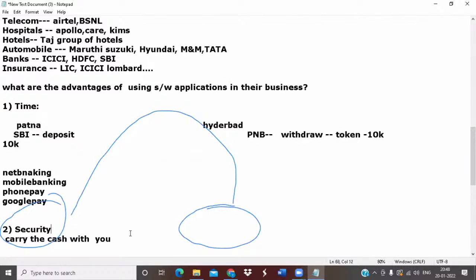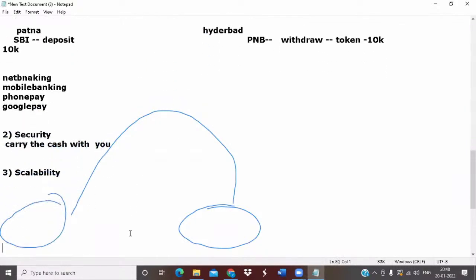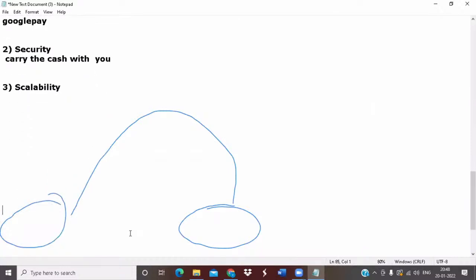Using software applications. The third advantage is scalability. What is the scalability here? As I said, my friend is staying in Patna, and I am staying in Hyderabad. I withdraw 10,000 rupees from my account. If I want to deposit in his account, I need to travel all the way from Hyderabad to Patna. I have to go to the bank where my friend opened the branch. There only I can deposit the amount.